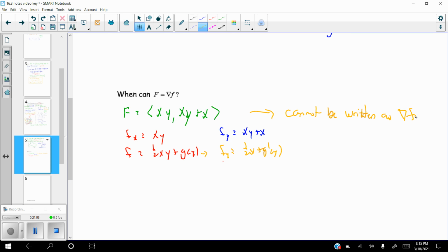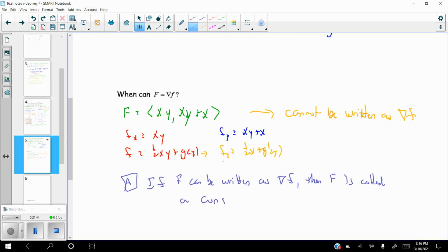So, if something can be written as the gradient of f, here we'll put this in purple. So, part A to this, I guess we'll say, if capital F can be written as the gradient of lowercase f, then capital F, or the vector field, is called a conservative vector field.